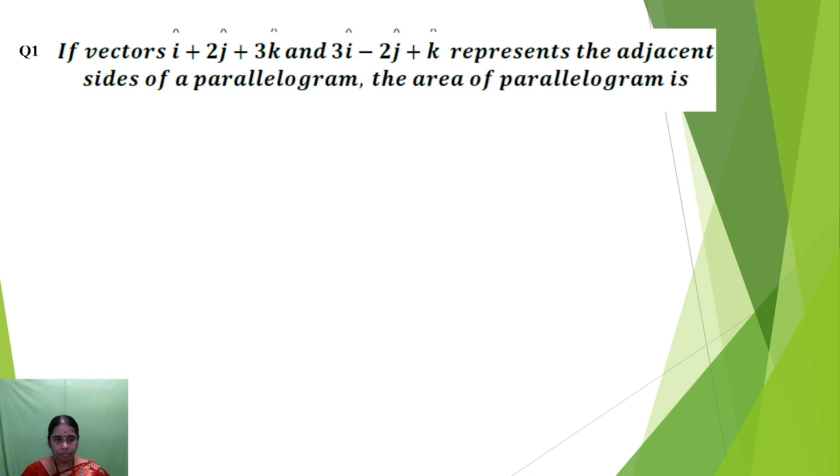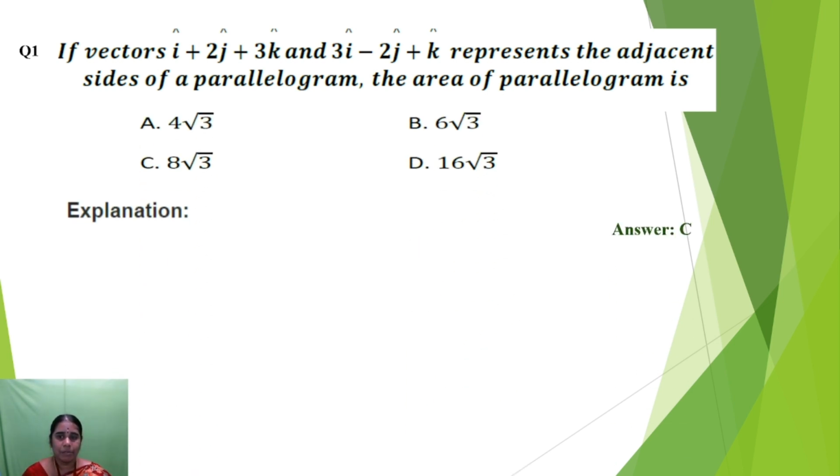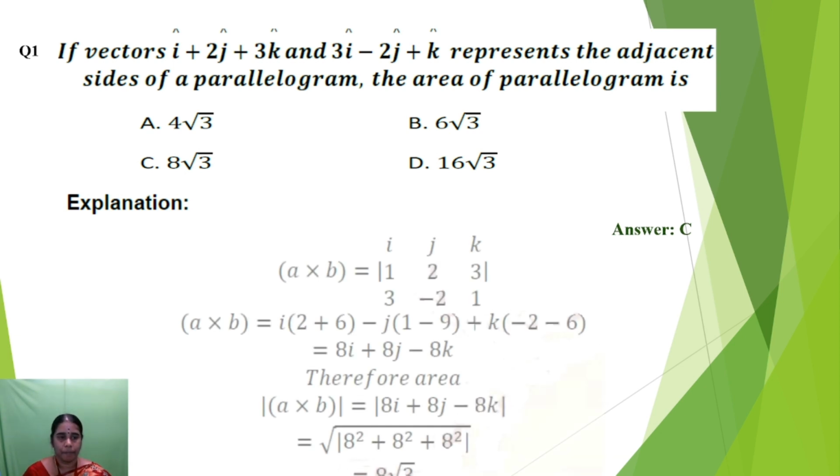Question number 1. They have given two vectors which represent the adjacent sides of a parallelogram, and we have to calculate the area of the parallelogram. We know the formula for the area of the parallelogram. The options are A, B, C, D and the answer is 8 root 3, which is option C.